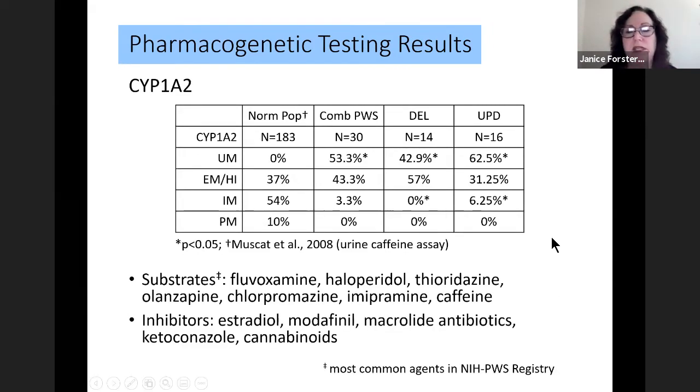Okay, so this is the data for 1A2, and what we find is that 1A2 is definitely leaning toward a higher level of metabolic activity. Look at the number of ultra-rapid metabolizers we have, both in deletion and UPD. And the hyperinducible type is more prominent among deletion. What you need to understand is that if you get that allele, it functions as an extensive metabolizing allele unless it's in the presence of the inducer, and then it increases function. So these are the substrates and inhibitors for 1A2.